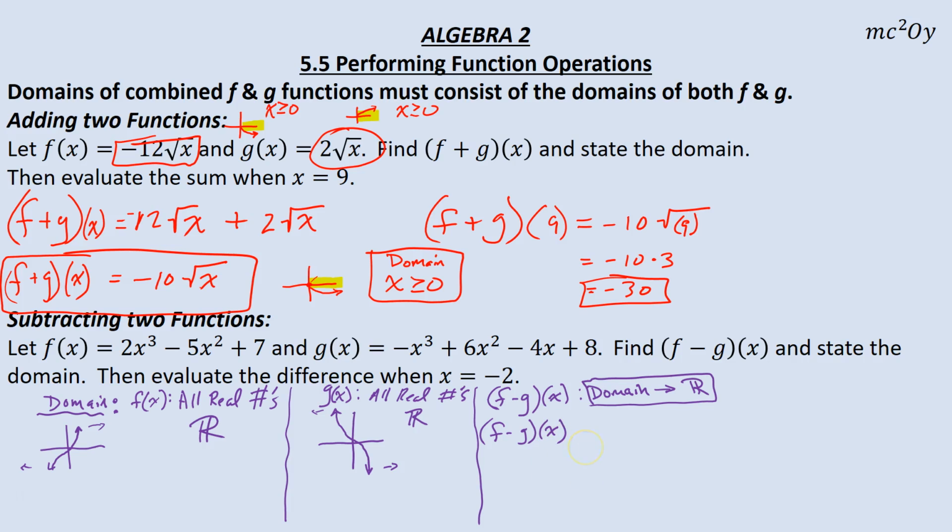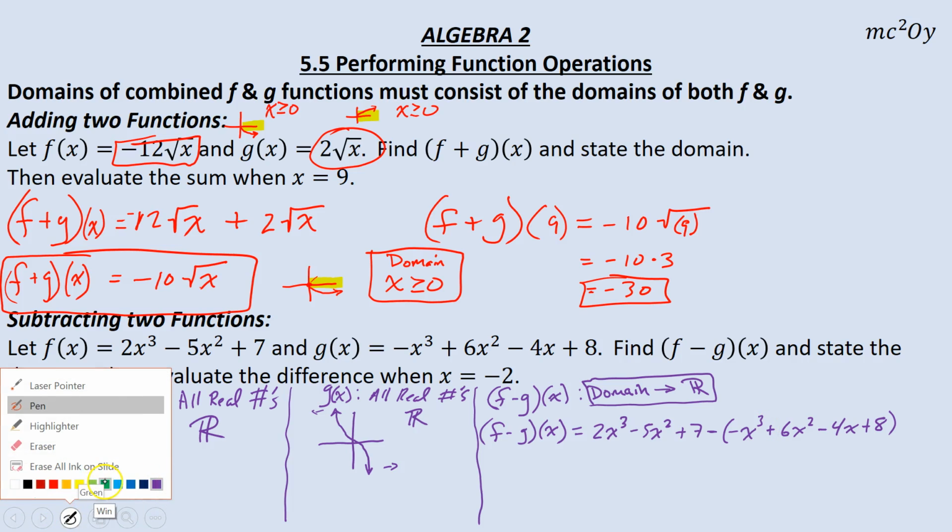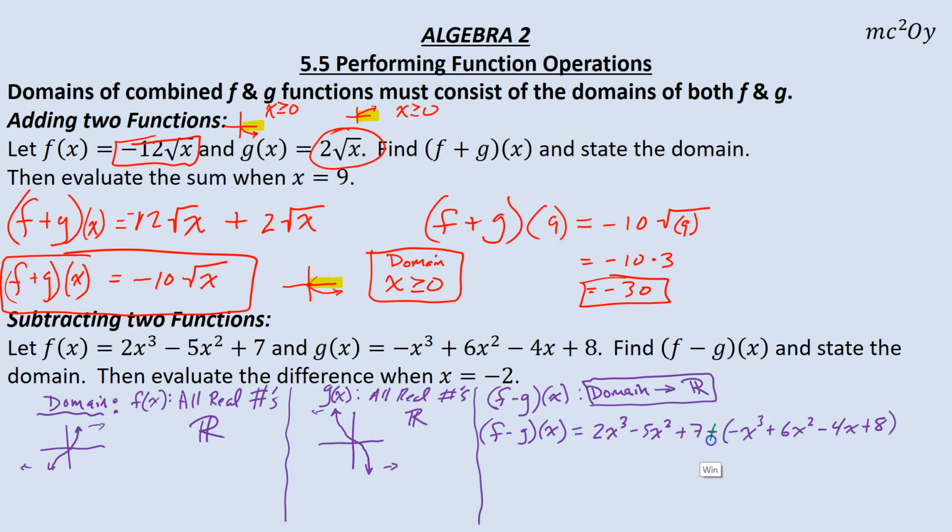All right, so really what that means we have is f, 2x cubed minus 5x squared plus 7, minus g, and I'm putting g in parentheses, right, negative x cubed plus 6x squared minus 4x plus 8. The negative, another way of thinking about that is to add the opposite. So you can make this into plus and then switch all the signs. It's the same thing as distributing a negative. Actually saves a little time.